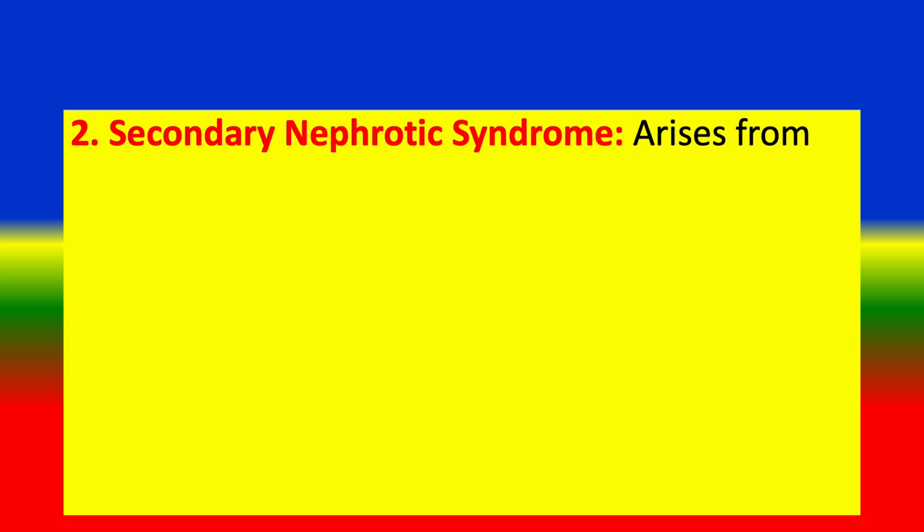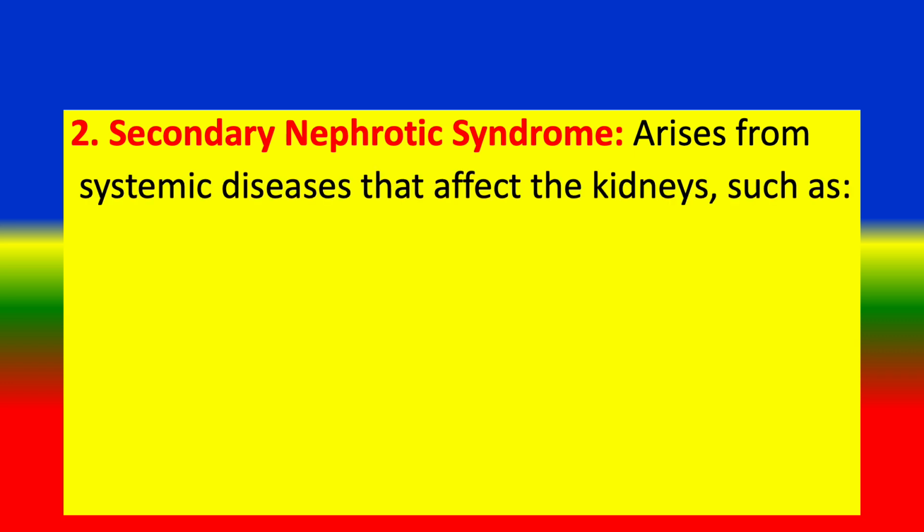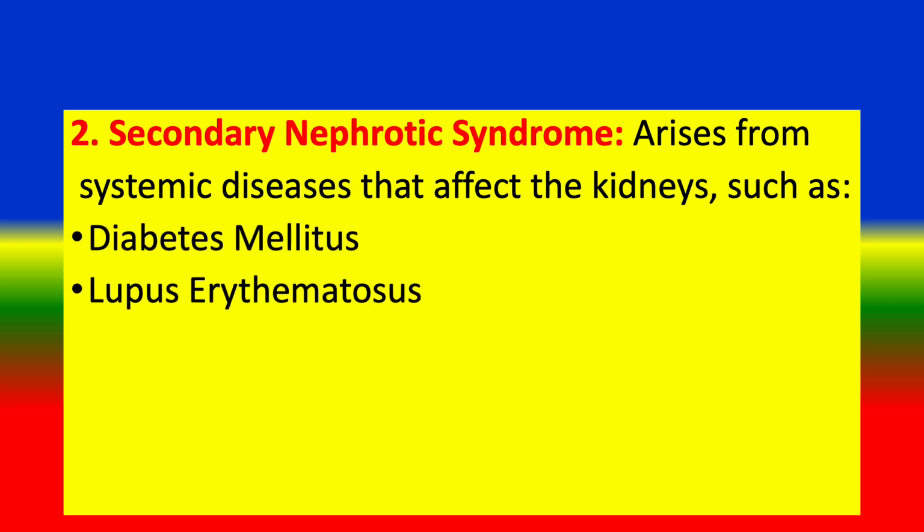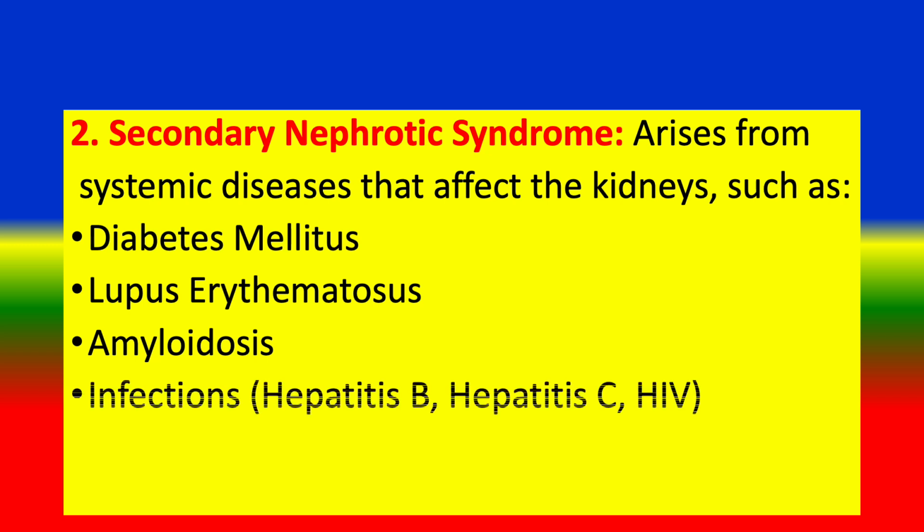2. Secondary nephrotic syndrome arises from systemic diseases that affect the kidney such as diabetes mellitus, lupus erythematosus, amyloidosis, and infections, hepatitis B, hepatitis C, and HIV.